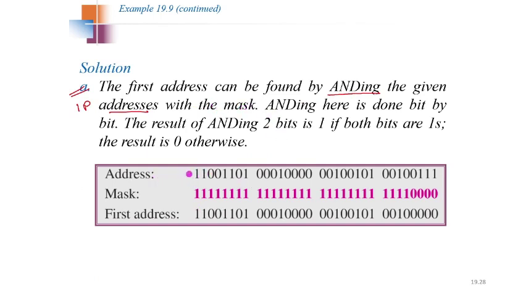Here the given IP address is this, and the mask was 28 bits, so the leftmost 28 bits are 1 and the remaining 4 are 0. We will do the ANDing, and after doing the ANDing, this will be obtained. So this will be the first address.